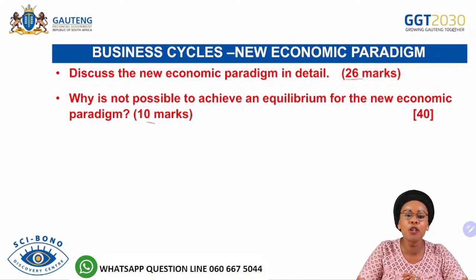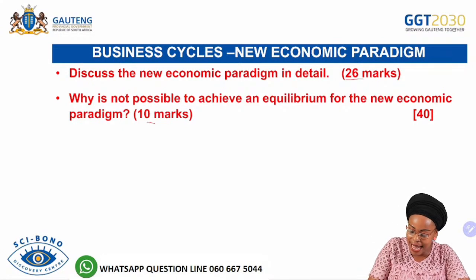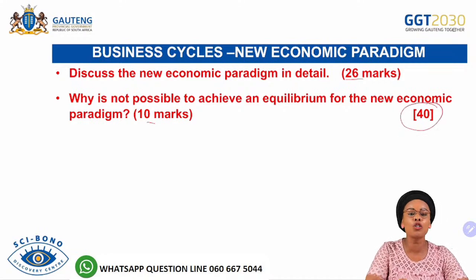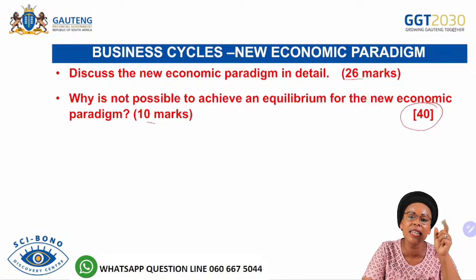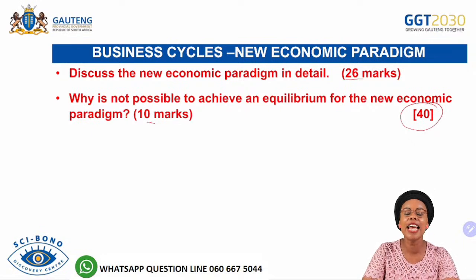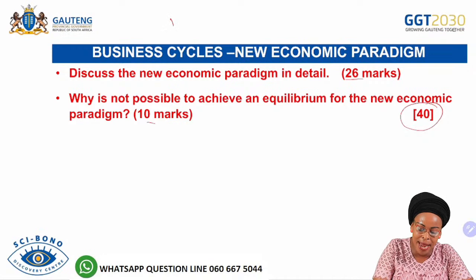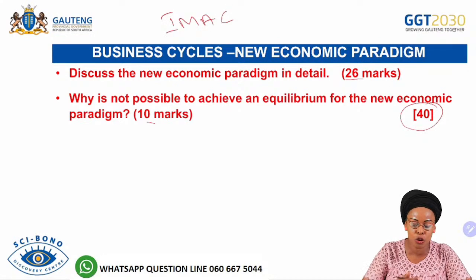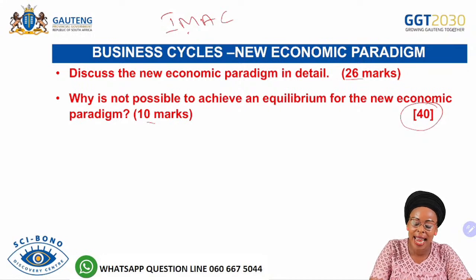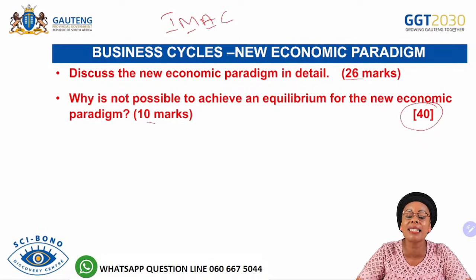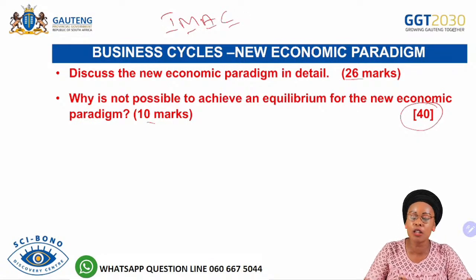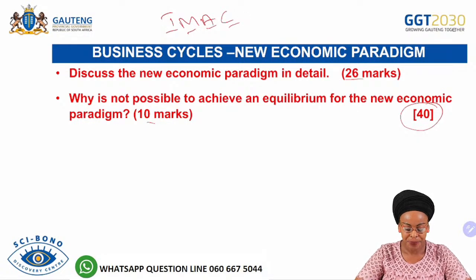So for you to answer this question so that it's out of 40, you also need an introduction in the beginning for 2 marks and a conclusion at the end. So we call that an IMAC. I for introduction, it is 2 marks. M for main part, 26 marks. A for additional part, 10 marks. And C for conclusion.